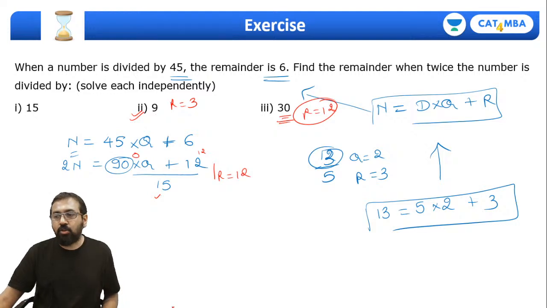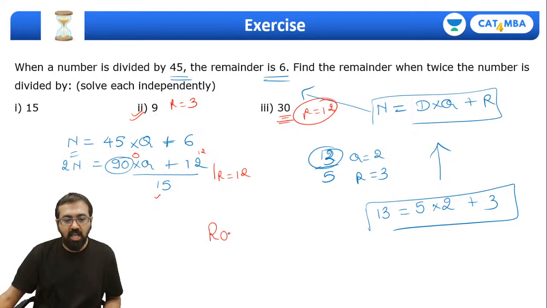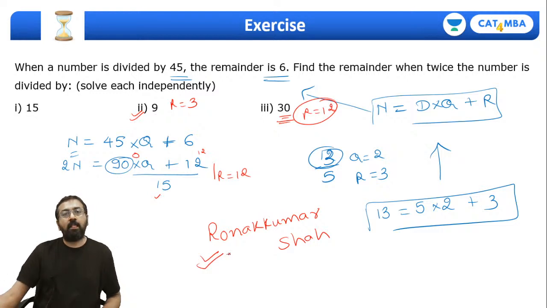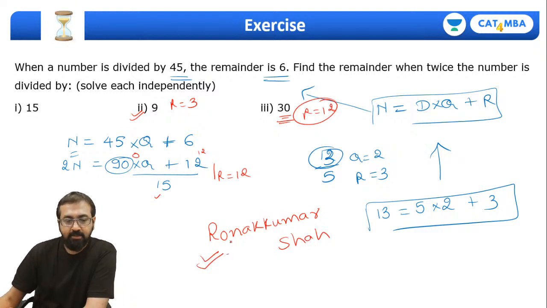Rajat, you are writing the wrong spelling of mine. It's not Ronak. So let me clear once again. My name is Ronak, and you just need to put Kumar behind this and Shah. Find me by this name. Yeah, it's Ronak and then Kumar and Shah.